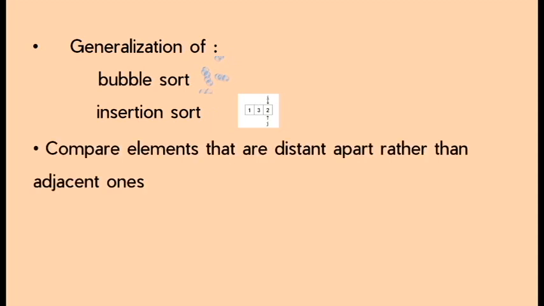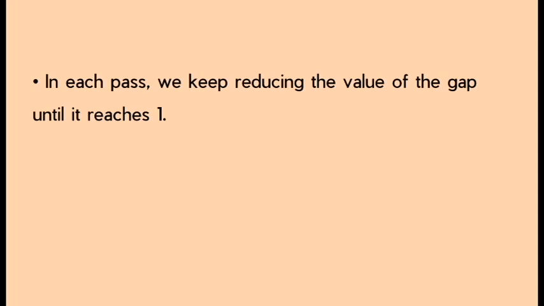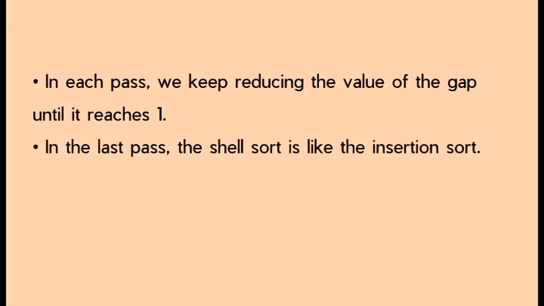Shell sort is a generalization of the bubble sort and insertion sort. It compares elements that are distant apart rather than the adjacent ones. We can compare the values using a certain gap between two numbers. In each pass, we keep reducing the value of the gap until it reaches 1. In the last pass, the shell sort is like the insertion sort.